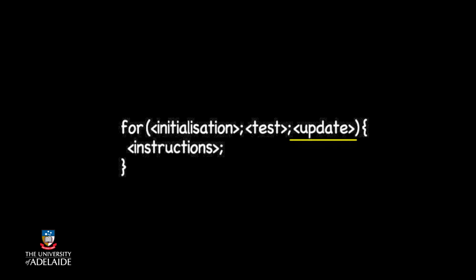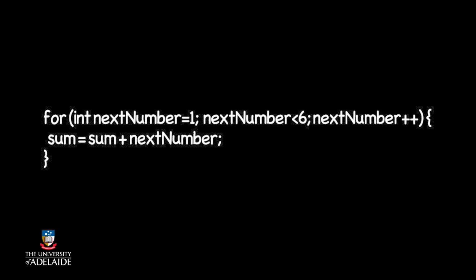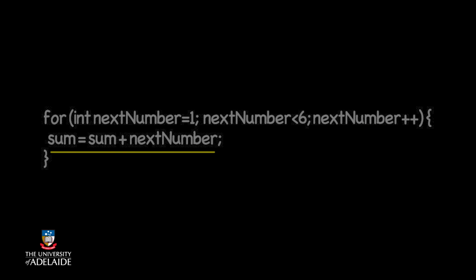The last part, the update, changes the value of the variable declared in the initialization, so it is now the next number in our sequence. This gets the variable ready for the next repetition of the instructions in our for loop, which in this case are the instructions to add the value of the next number to sum. Let's have a look at what happens when we execute this code.